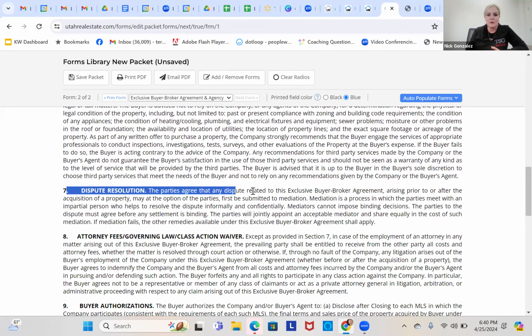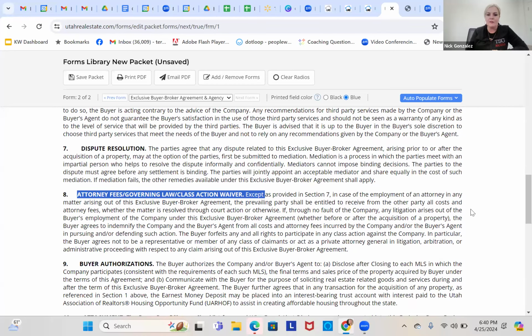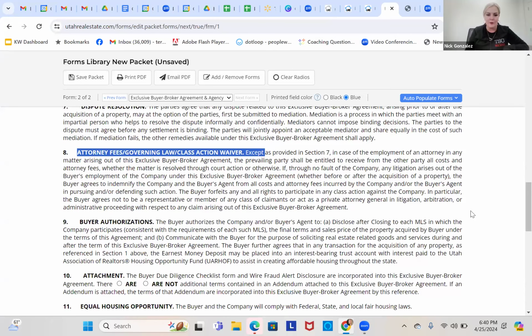Dispute resolution. This just says that if we get into any disputes regarding this agreement, we will first go to mediation. It explains that the mediation process is where we meet with a third party to come to a resolution before we actually hire attorneys and go to court. Then, attorney fees and governing law: if we were to go to court, the attorney fees or any other costs will be determined by the court. Whoever prevails in court is going to be the one who has to pay for that. It outlines that it could be both parties, it could be one party, and whatever happens in court is how that will be paid out.